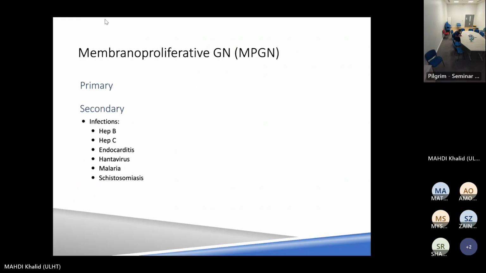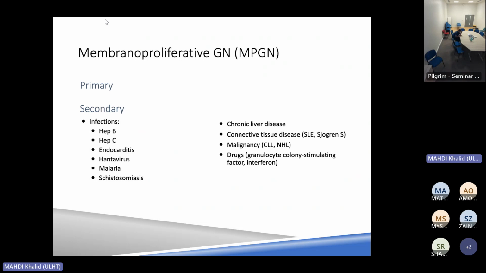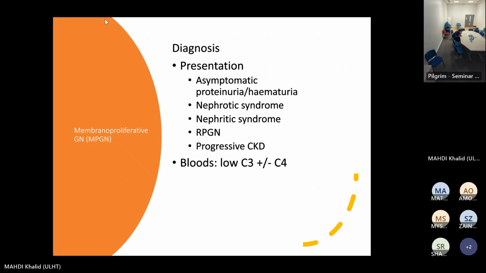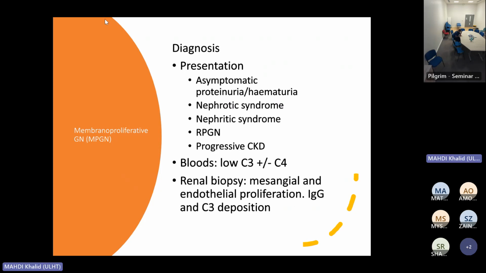But not uncommonly, it's secondary. And if it's secondary, then you treat the underlying cause, and it gets better. A common thing we look for is hepatitis C. There's a long list of conditions that can be associated with it. You really can't diagnose it without a kidney biopsy, but it can help you narrow that list of possibilities.